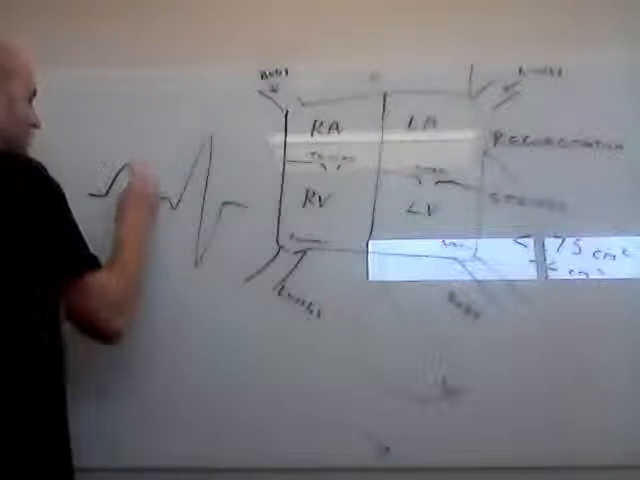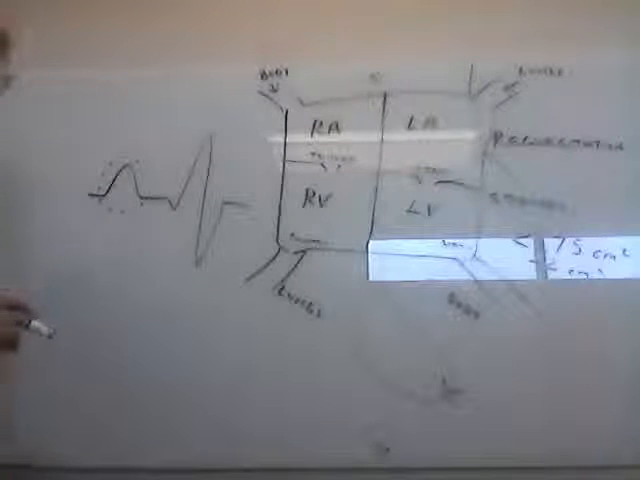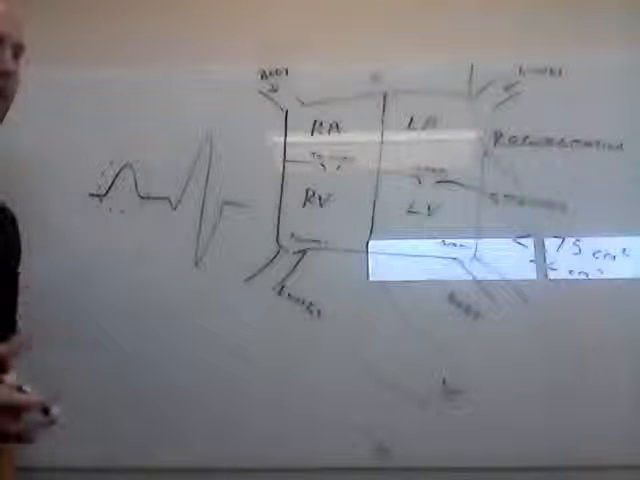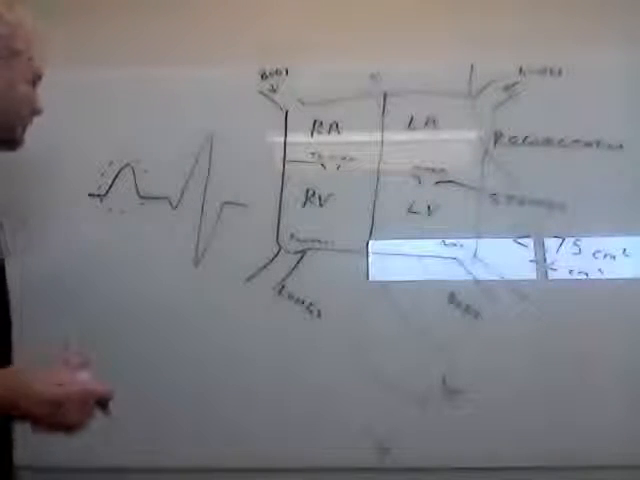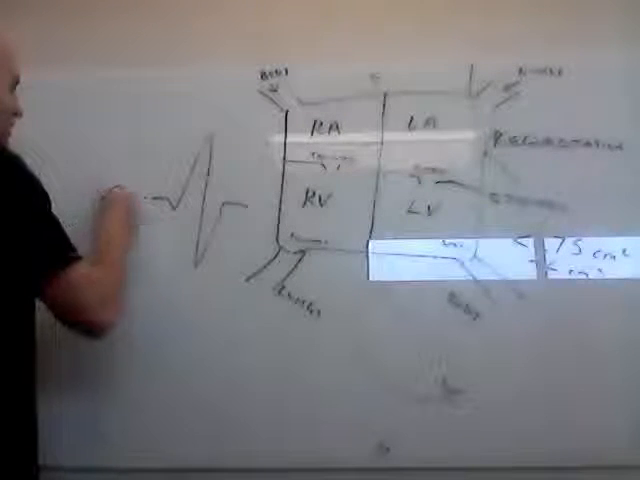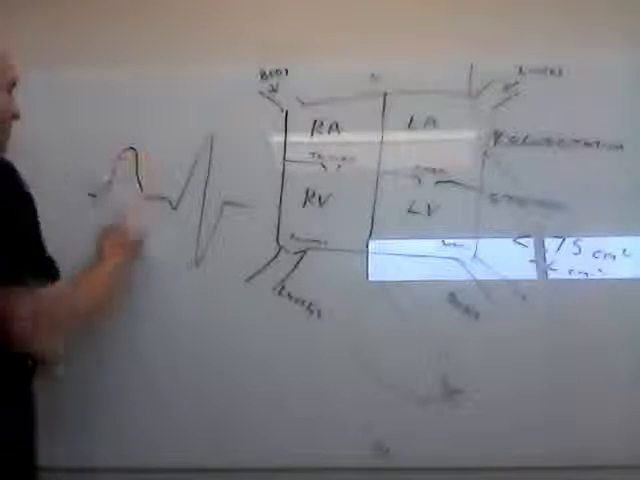Okay, this guy right here, that is representing the contraction of the atria. Now if you have atrial enlargement, usually this is really small. But if you have atrial enlargement, then this is going to be represented as a bigger bump.